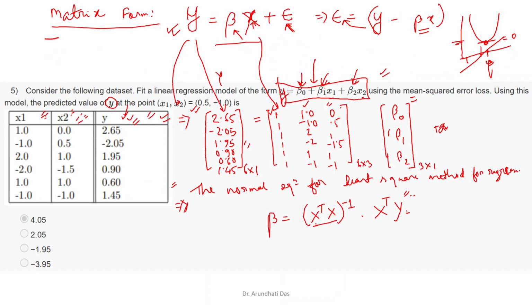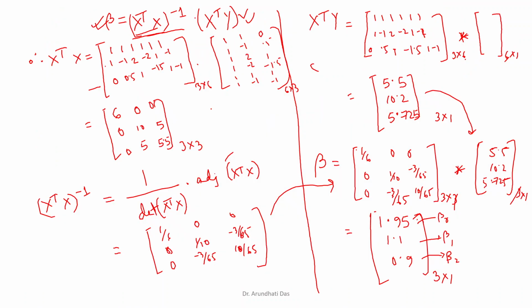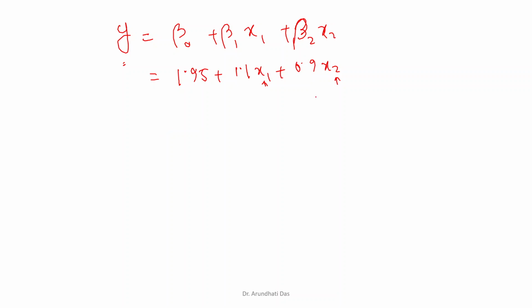So we will go back to the question and see what it is asking. Using this linear model, we need to find the predicted value of y at the point 0.5, minus 1. So we got the values of x1 and x2 here. This is the new test data sample, 0.5 and minus 1, for which I need to find the y value. We'll simply substitute these two values.